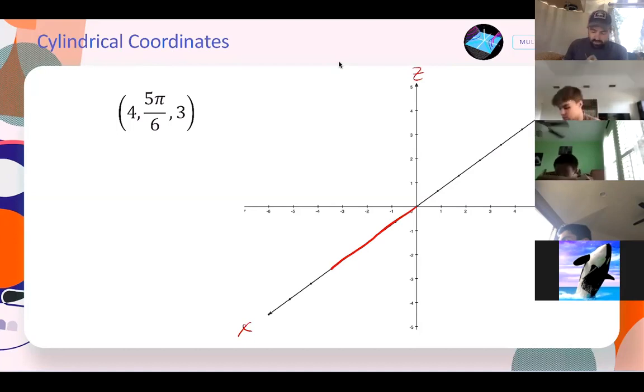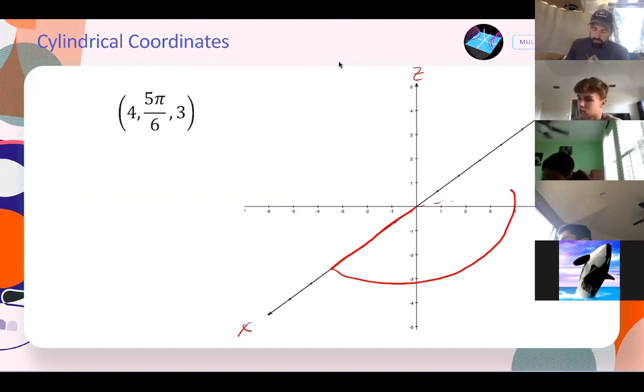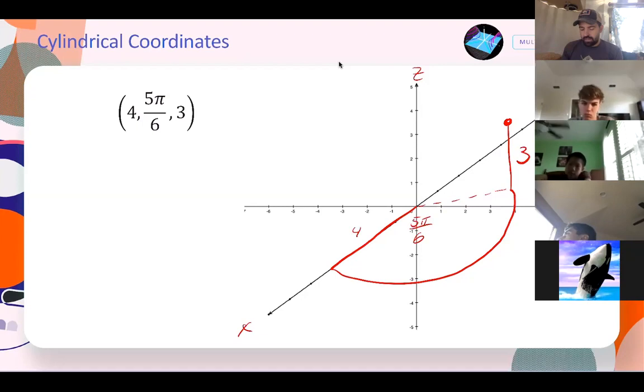Theta is 5 pi over 6, which is going to put us in the second quadrant. Okay, so I went 4 this way. I went 5 pi over 6 radians around. And then I'm going to go up, straight up 3. 1, 2, 3. 3 units vertical. That should be a vertical line. And that's kind of how we get their graphing. Okay, graphing points. It's the same location as a rectangular coordinate, but it's more about the path we use to get there.